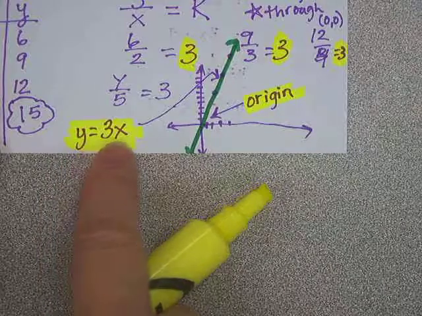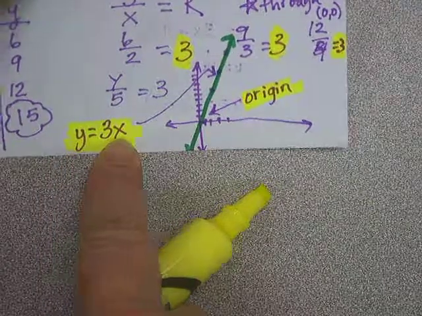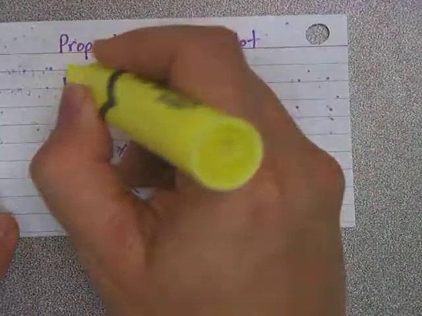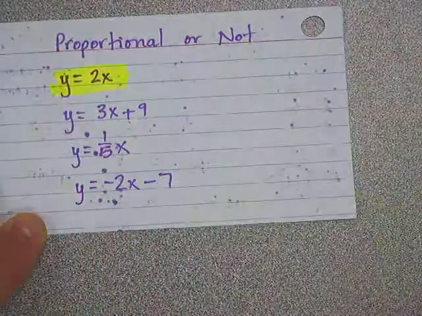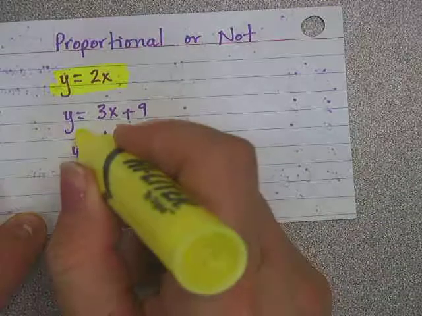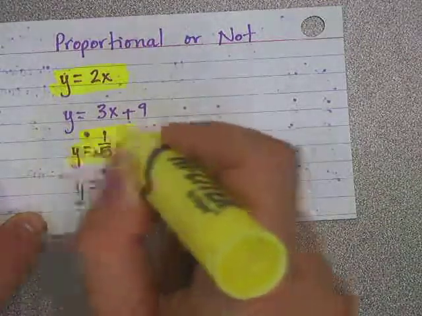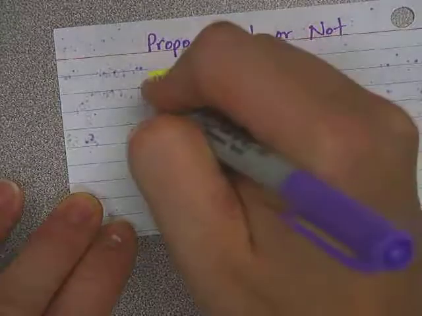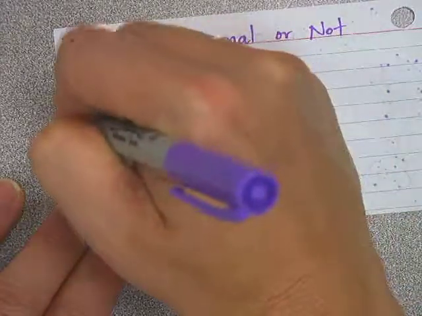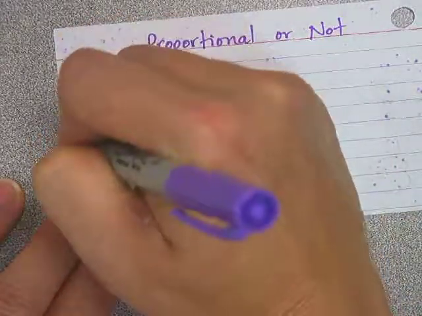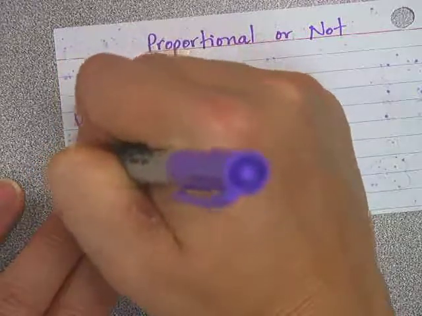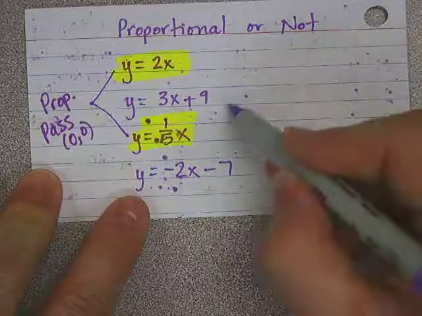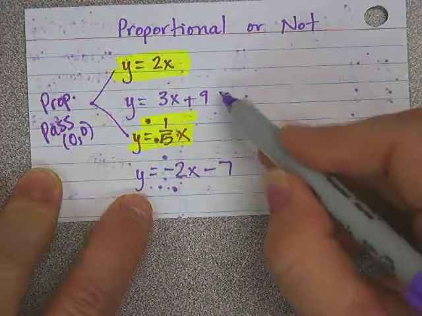Well, let's look back here. The equation here that was proportional looked like y equals something times x. So which ones here look like that? This one does, and this one does. Those are the only two that are going to be proportional because they pass through the ordered pair 0, 0.